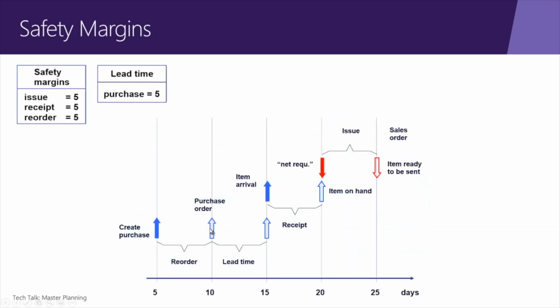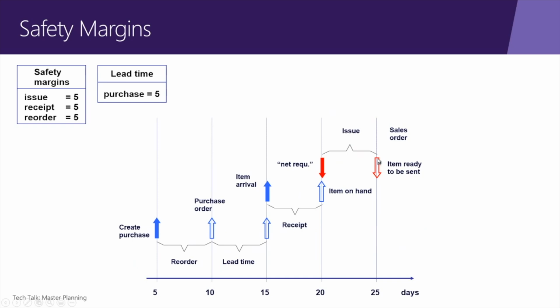All right. Then on the coverage group, you have a lot of other settings for safety margins and lead times. So let's take a look at how those settings actually affect when the purchase order is going to be created.